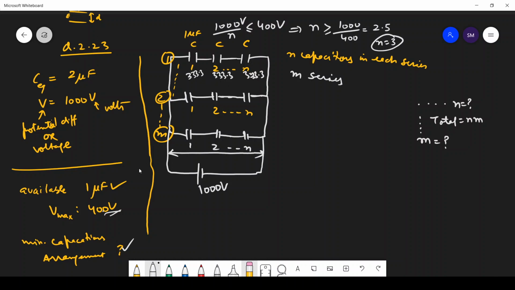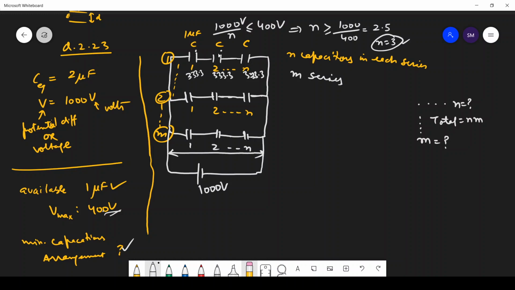And so that is less than 400 volt that each one is getting. So this 1000 will be divided among the 3 if n is equal to 3. So it should be greater than 2.5. It is 2. If there are only 2 capacitors, then they will get 500, which is more than 400 volt. Okay? So that's not possible.